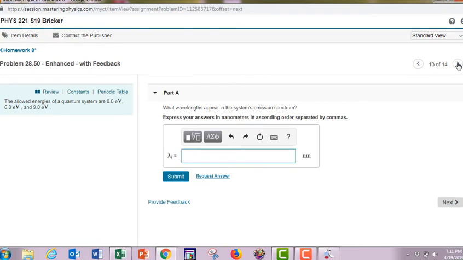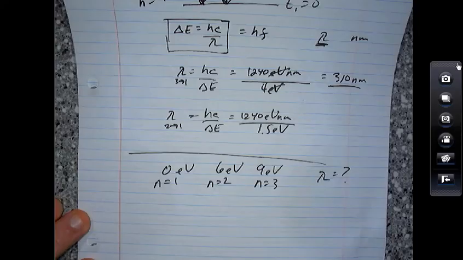So in this problem, the 3 allowed energies are 0 eV, 6 eV, and 9 eV. And then what wavelengths appear in the emission spectrum? So it's a similar problem. Without going into too much detail, reconstruct your own quantum energy level diagram. Just say this is 1, this is 2, this is 3, corresponding to 0, 6, and 9. Let me put this on a little bit of paper for you. You can take a look at it.